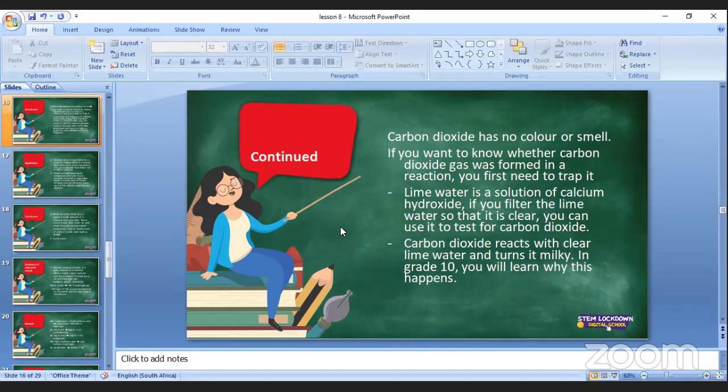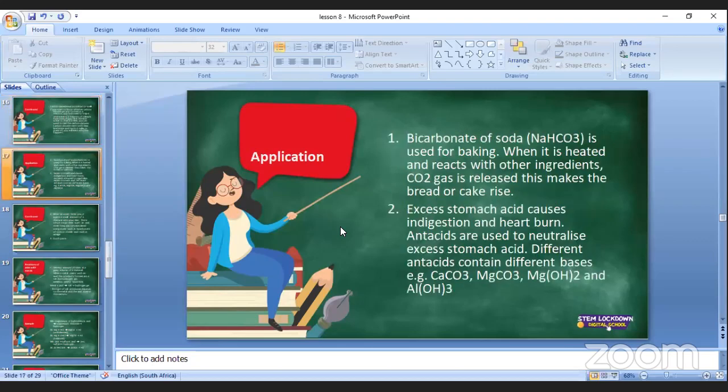If you want to know whether carbon dioxide gas was formed in a reaction, you first need to trap it. Lime water is a solution of calcium hydroxide. If you filter the lime water so that it is clear, you can use it to test carbon dioxide. If carbon dioxide reacts with clear lime water, it will turn milky. In grade 10, you will learn why this happens. This is the extra information that Mr. Mbata gives you.